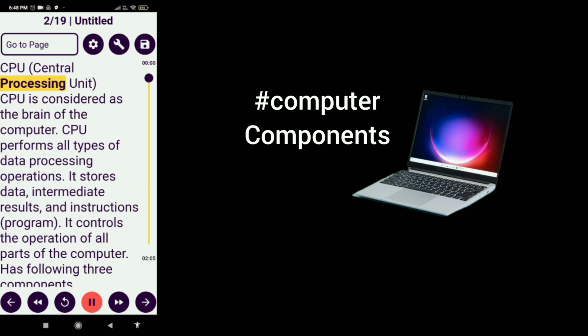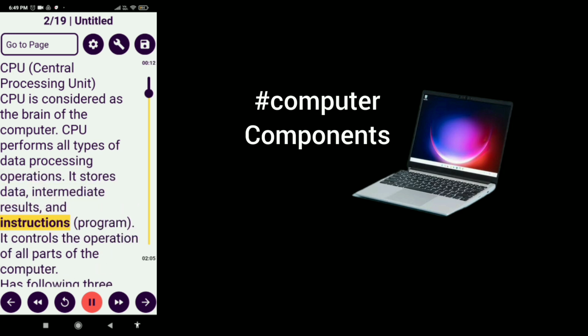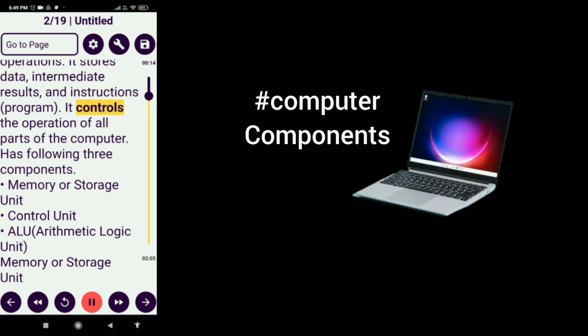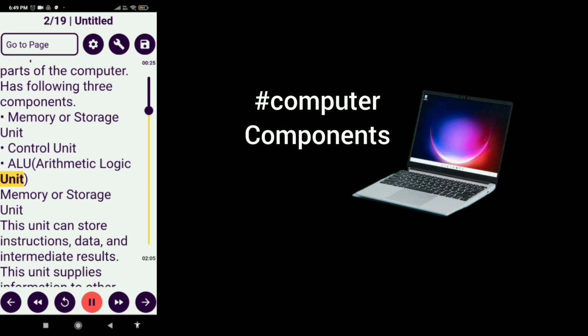CPU, Central Processing Unit. CPU is considered as the brain of the computer. CPU performs all types of data processing operations. It stores data, intermediate results, and instructions, program. It controls the operation of all parts of the computer. It has the following 3 components. Memory or storage unit. Control unit. ALU, arithmetic logic unit.